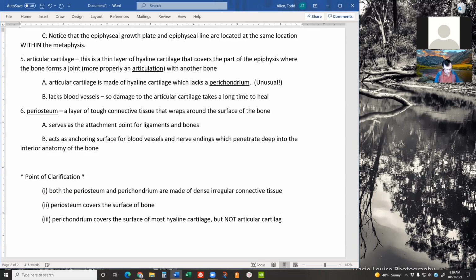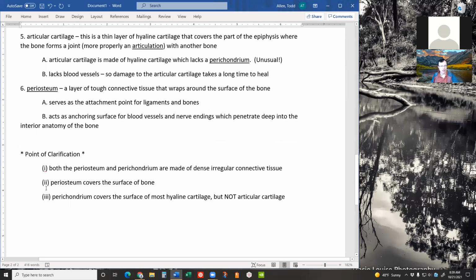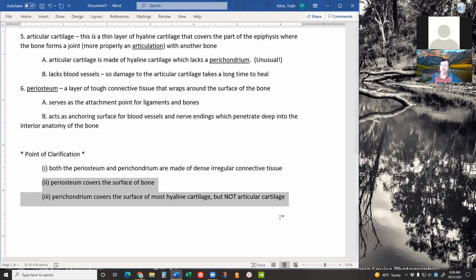Okay, so let's just take time and read those two statements, numbers 2 and 3 again. Okay, the periosteum is the membrane that covers bone. The perichondrium covers cartilage. So periosteum is specific to bone. Perichondrium is specific to cartilage. Okay, that's really what you need to think about when you're trying to distinguish these words on an exam.